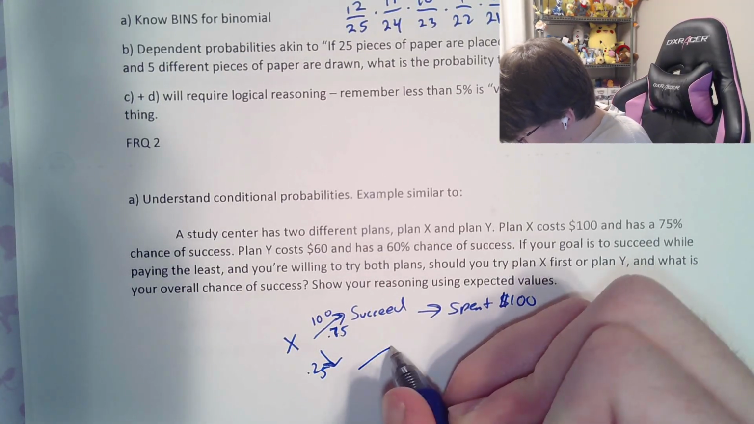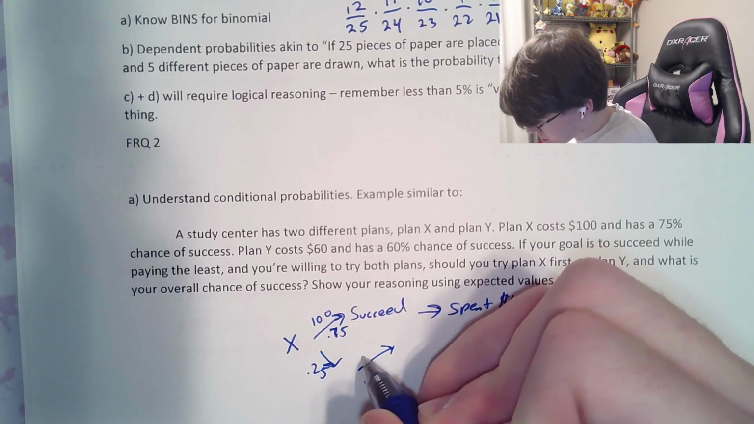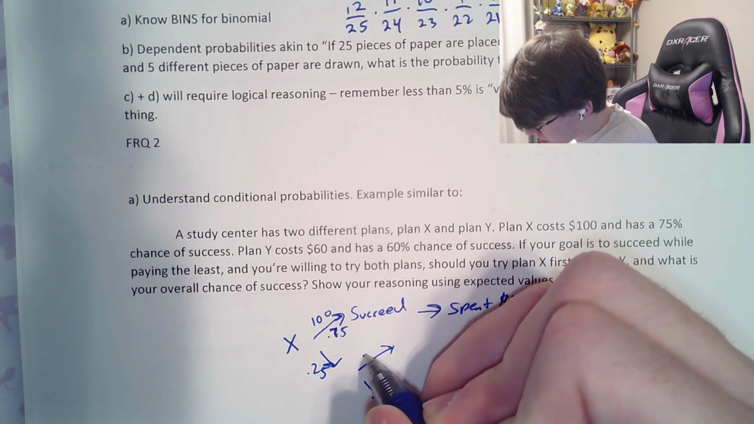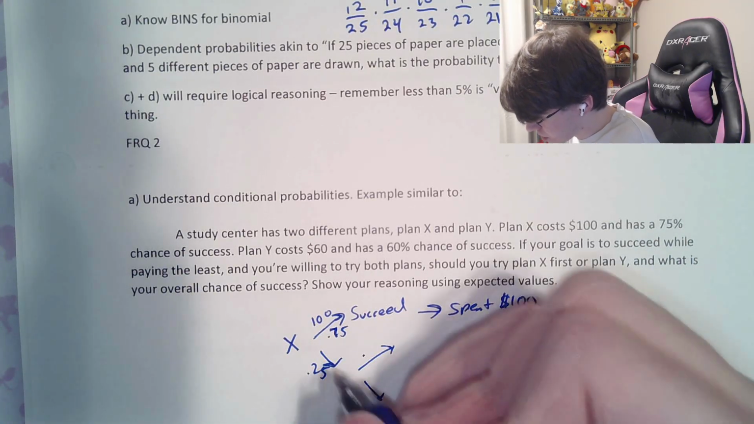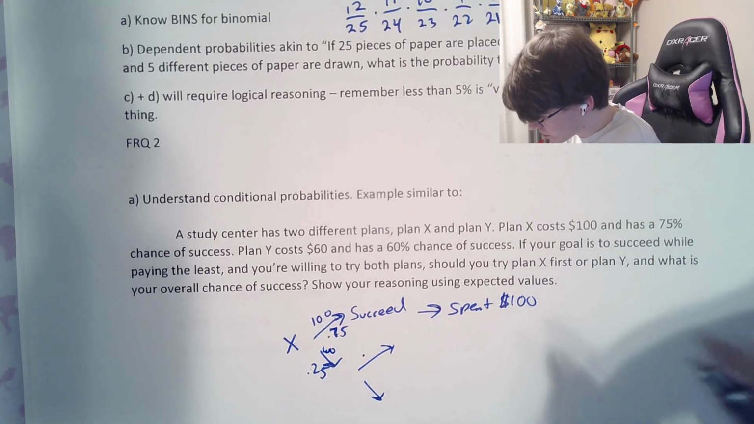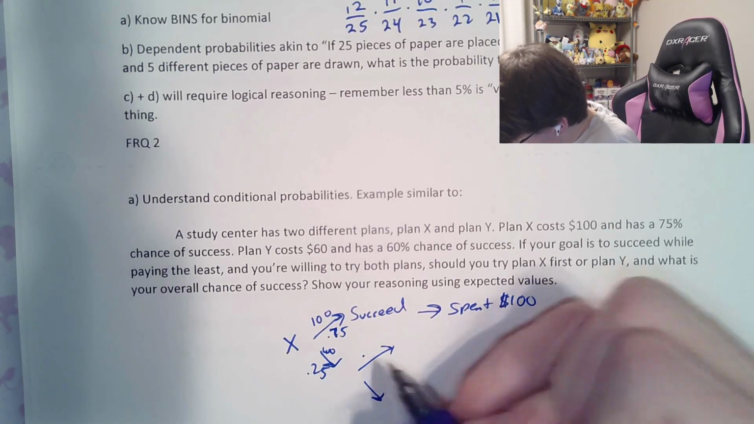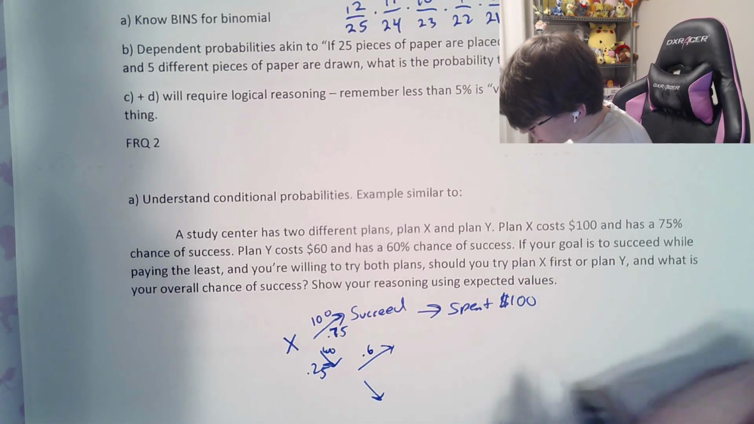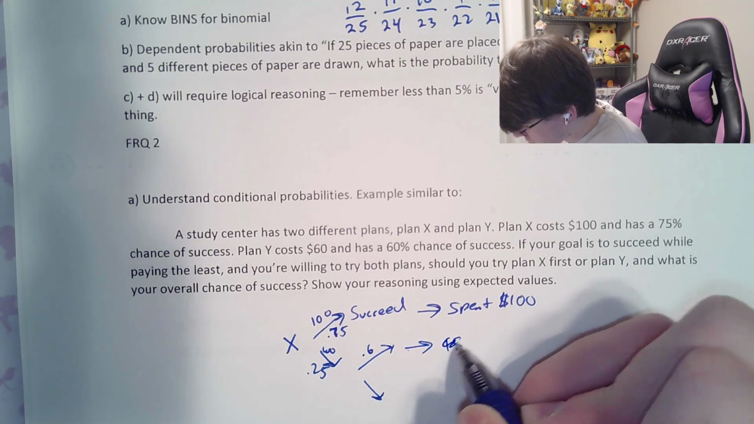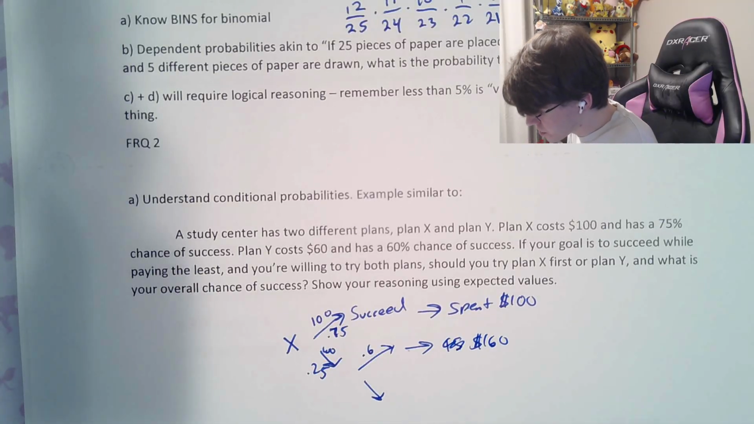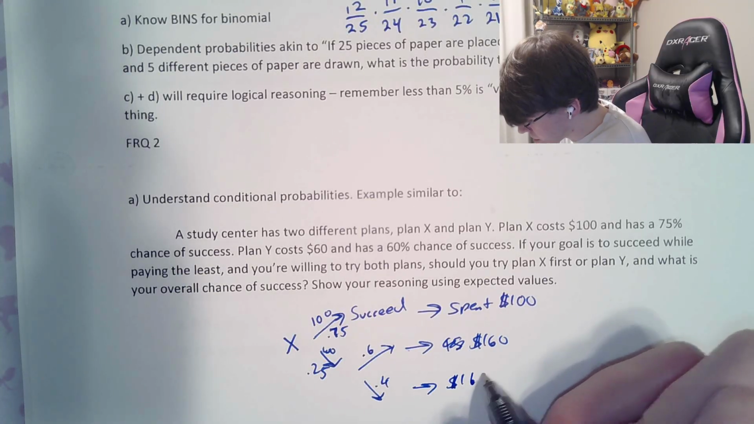So if you go into Plan Y, you now have a 60% chance of succeeding. Either way you're spending 100, right? So I don't really need to write that twice. But if you go to Plan Y here, you have a 60% chance of succeeding, and if you do succeed, you ended up spending $160, and you have a 0.4 chance here of also spending $160.